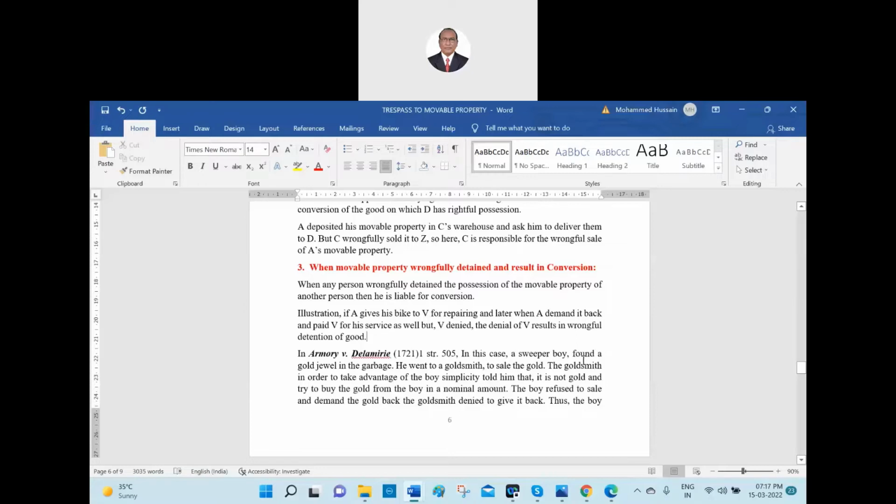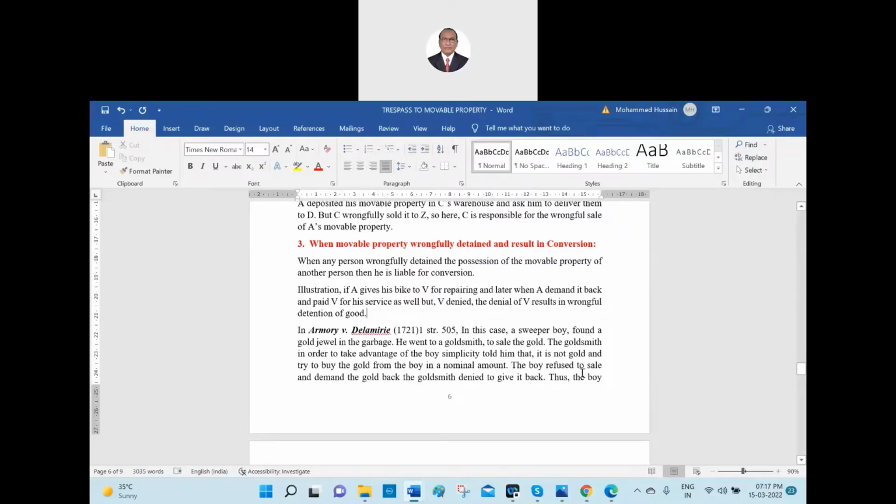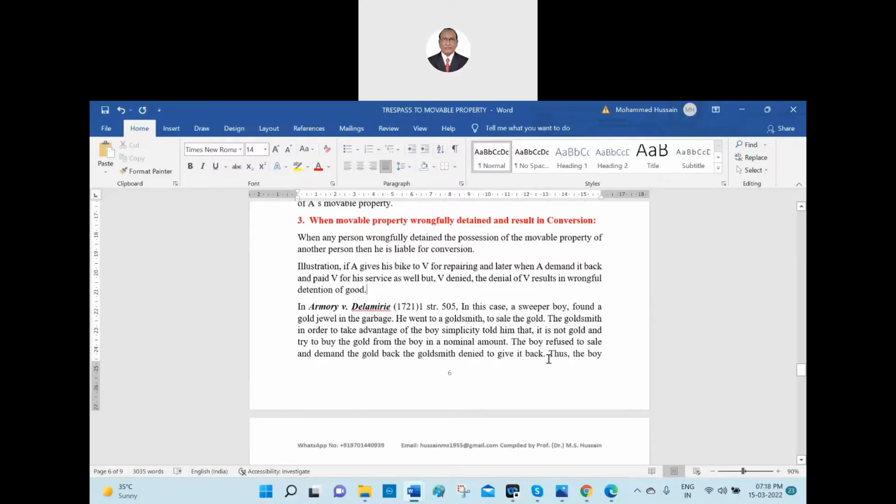Another very important case law of conversion is Armory versus Delamere. Even if you cannot remember Delamere, at least write the Armory case law, because this is the case where he found a jewel in the garbage. In the case, a sweeper boy found a gold jewel in the garbage. He went to the goldsmith to sell the gold. The goldsmith, in order to take advantage of the boy, simply told him that it is not gold and tried to buy it from the boy for a nominal amount. The boy refused to sell, demanded the gold back from the goldsmith, and then the goldsmith denied giving it back.